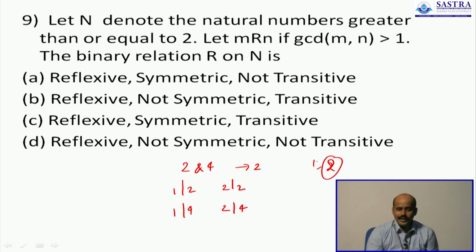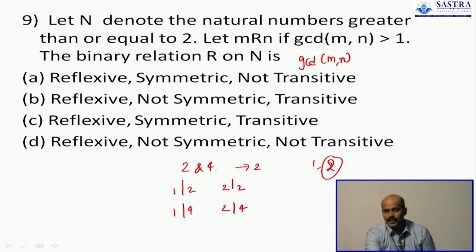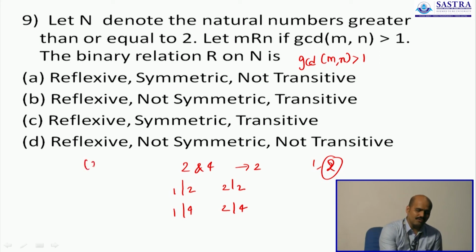So here it says two numbers m and n are related if their GCD, the GCD of m and n, is greater than 1. Now let's try and find whether this relation is reflexive, symmetric, transitive, or one of them. Can this be reflexive? What is the GCD of 2 and 2?